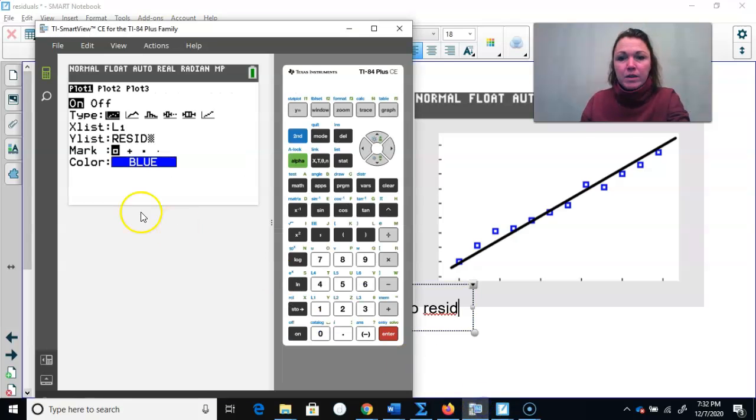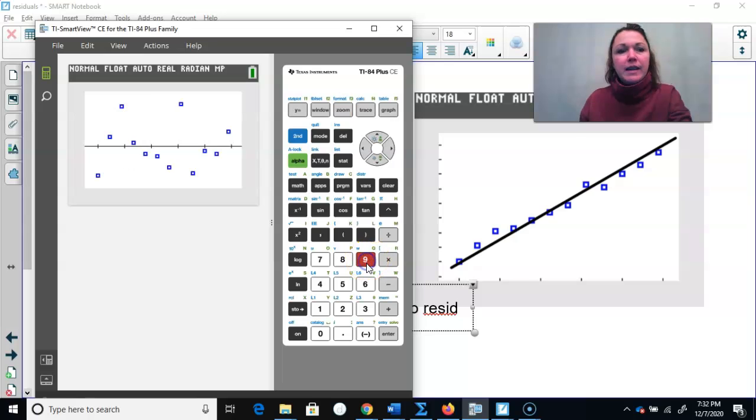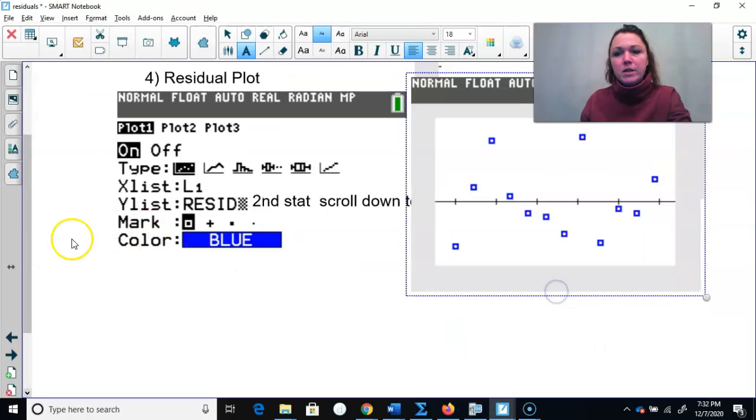Okay, now once we're at this screen, we can go ahead and we can look at the graph. Zoom 9. And we have our residual plot right here. So I'm going to pull this over.